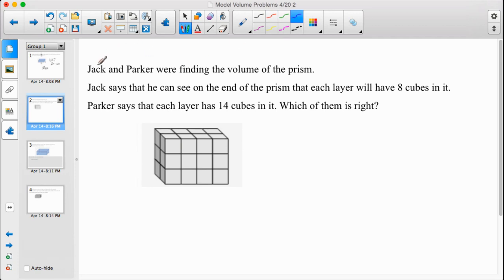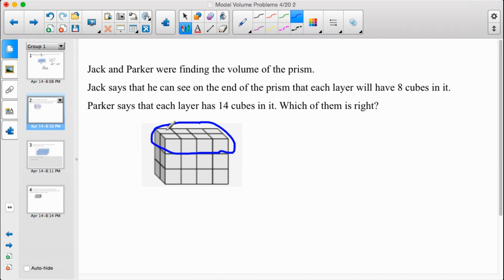So you're going to get 2 kids, Jack and Parker, and they are finding the volume of this prism right here. Now Jack says that he can see on the end of the prism that each layer will have 8 cubes in it. Parker says, no, each layer has 14 cubes in it. Which of them is right? I'm going to think about this prism, and I'm going to think about it 2 different ways. The first way I'm going to look at it is cutting my layers like the floors of a house or the stories of a building. Like I'm cutting it horizontally. I'm making a slice straight across.